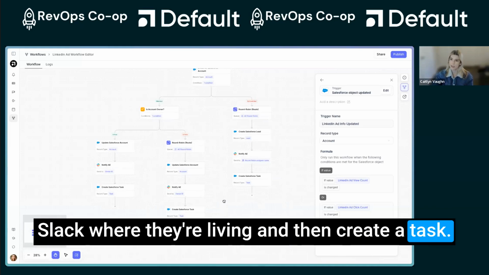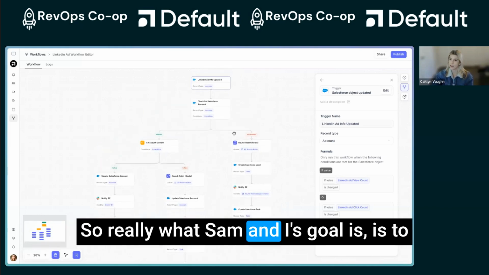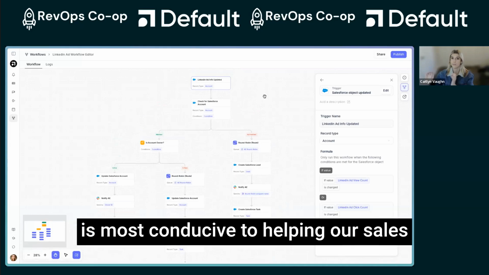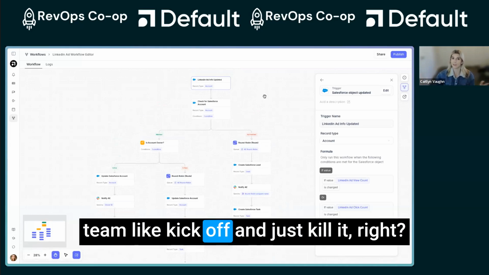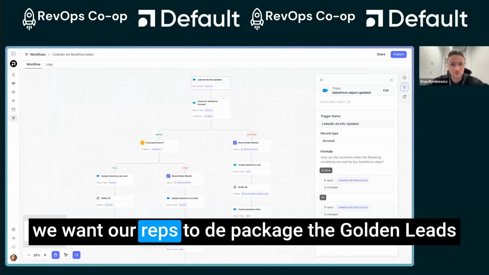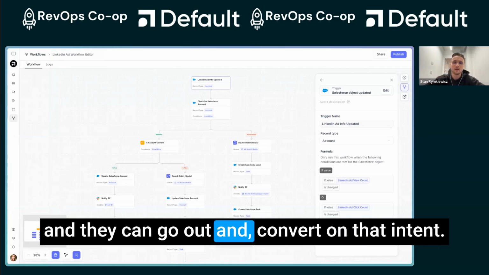So really what Sam and I's goal is, is to build all of these workflows in a way that is most conducive to helping our sales team kick off and just kill it, right? We want our reps to unpackage the golden leads and they can go out and convert on that intent.